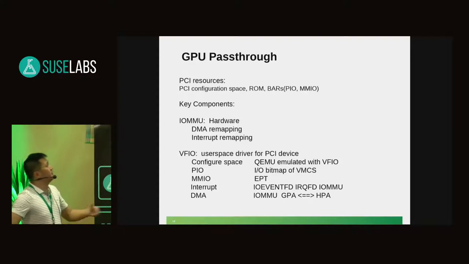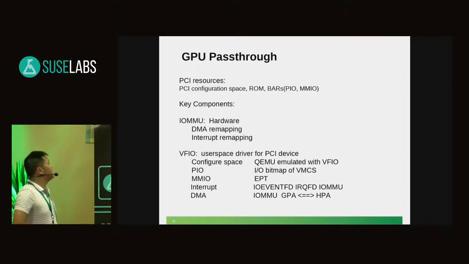256 for the general and 4K for the PCIe. And also there's ROM for GPU, especially for GPU. And also there's this kind of base address registers for PIO and MMIO. PIO is just for that kind of low-end device. So from here, for GPU, basically, we use MMIO a lot.